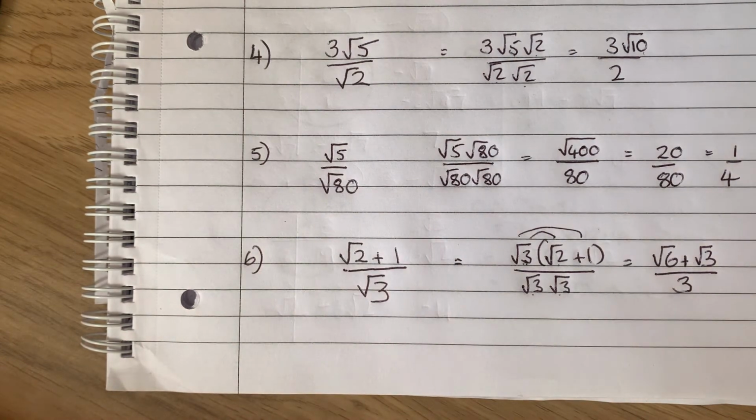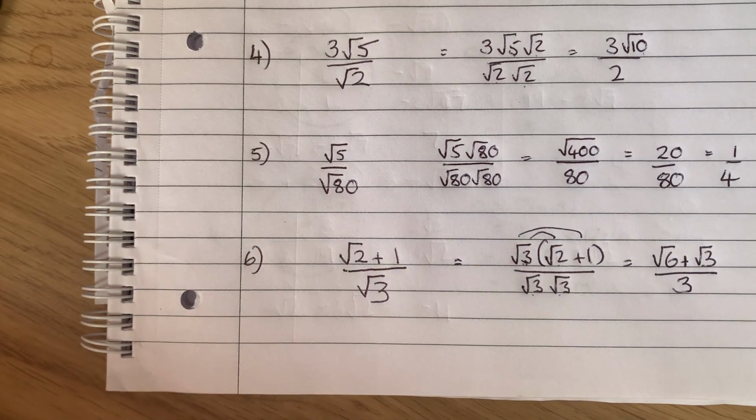Okie dokie, so you've got some rationalising the denominator questions to do, and then can you submit it onto assignments? A bit like last lesson, can you make sure that you show me the calculations in order to get there as well? So take a picture of it all on one page.